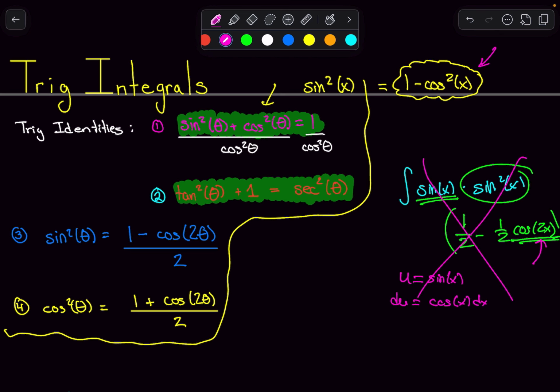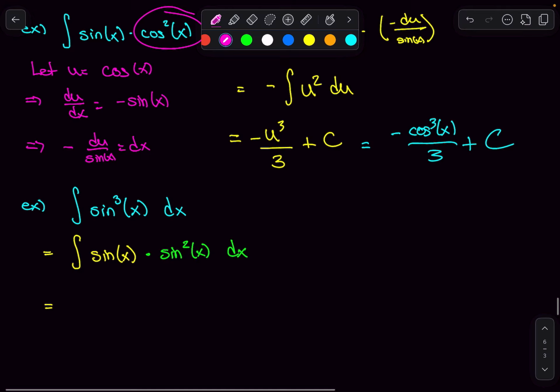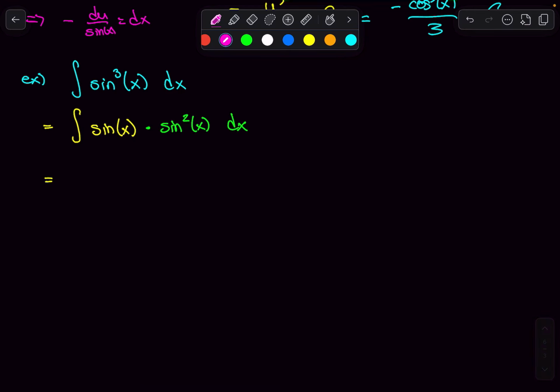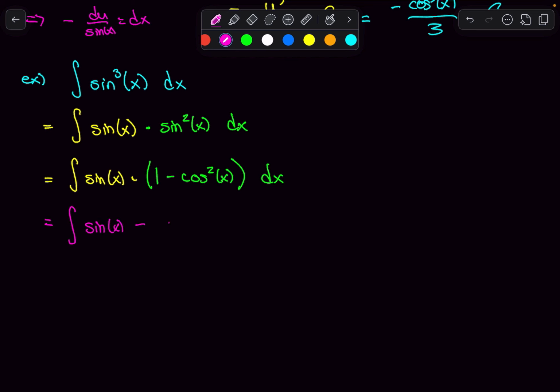I'm going to use the Pythagorean identity here to get my cosine to show up. So back to this problem, we're going to just rewrite this integral. So we have the integral of sine of x, multiplied by 1 minus cosine squared of x dx. Okay, so a bunch of ways to do this now, but I think the easiest thing is just going to be to distribute everything in. So we have the integral of sine of x minus sine of x times cosine squared of x dx.